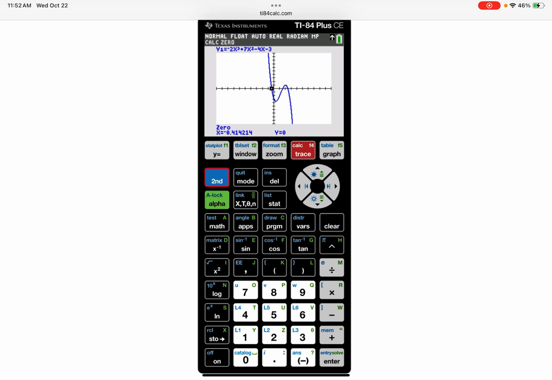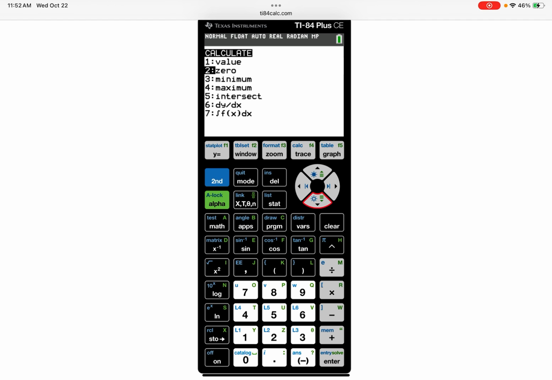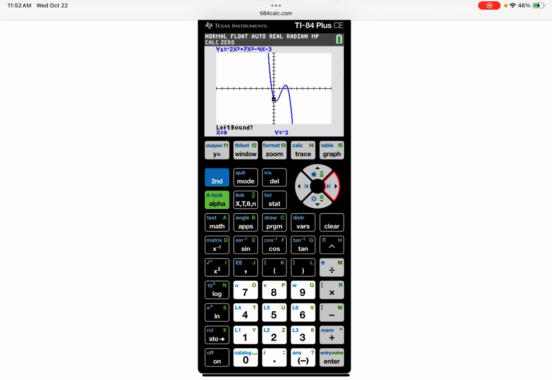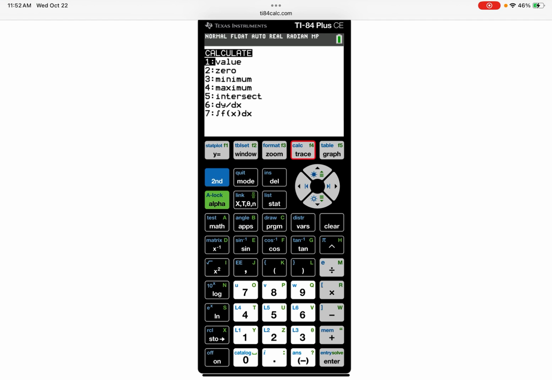I'm going to go ahead and calculate the next one. So we do this all over again. We just have to get over to where the zero is. Here's the zero, so the left side is down, the right side is up, and I get (1/2, 0), or 1 and 1/2. Now I'm going to calculate another zero.